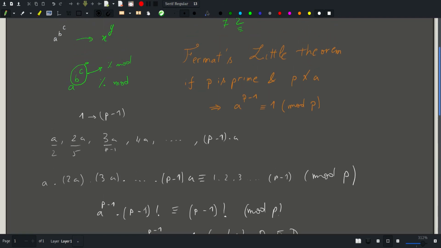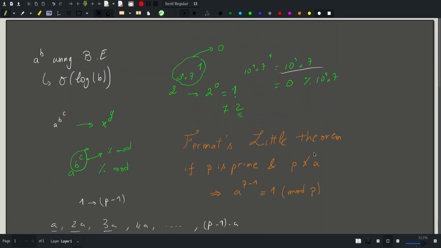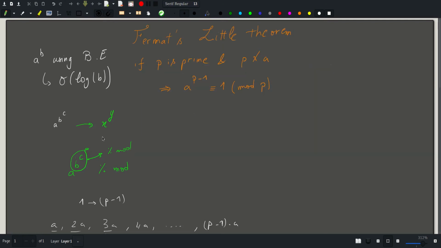Now let's go back to our problem and see how we could apply this to solving our problem. So let's go back to our quest of making a to the b to the c look like a to the b.